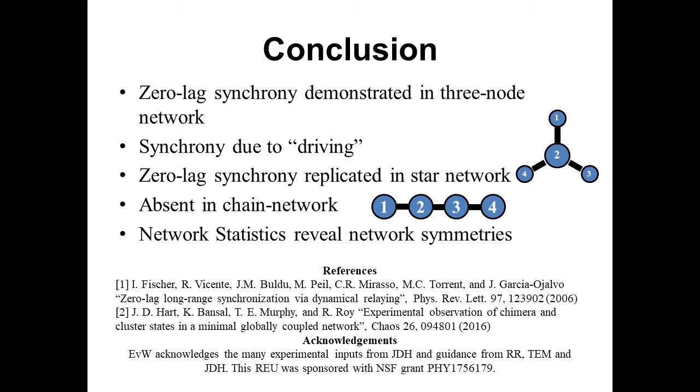So to conclude, I demonstrated zero-lag synchrony in a 3-node network. This synchrony was due to driving. Zero-lag synchrony was also replicated in a star network, but it was absent in a chain network. And by looking at the statistics of networks, we can infer something about their symmetries.